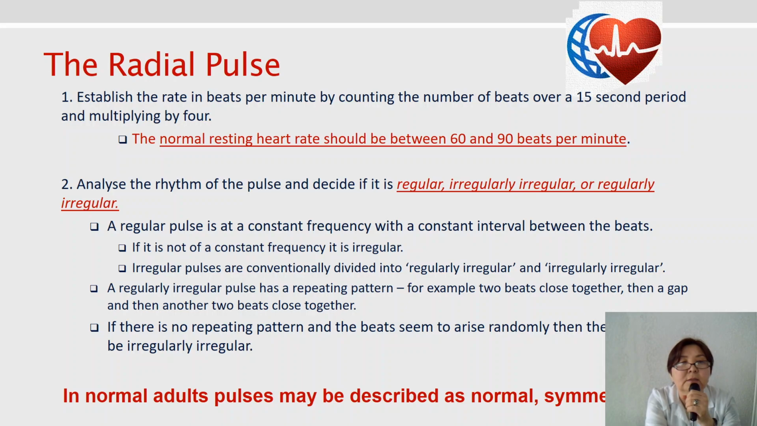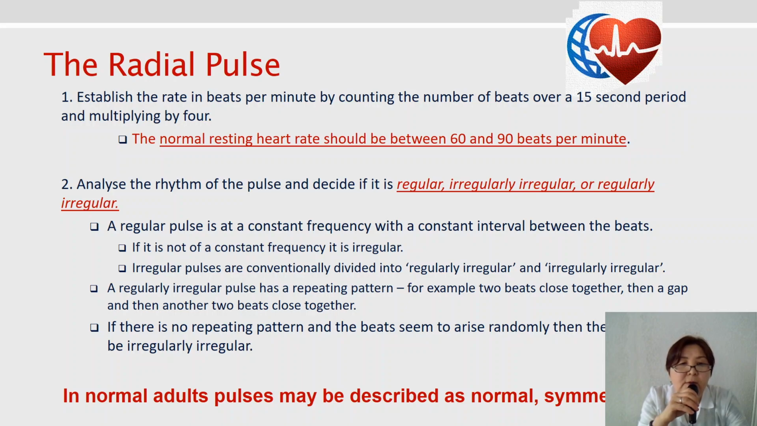The radial pulse establishes the rate in beats per minute by counting the number of beats over a 15-second period and multiplying by 4. The normal resting heart rate should be between 60 and 90 beats per minute. Analyze the rhythm of the pulse and decide if it's regular, irregularly irregular, or regularly irregular. In normal adults, pulses may be described as normal and symmetrical.